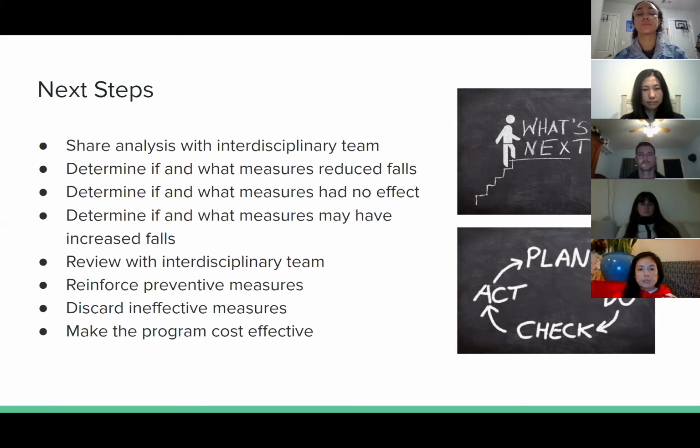So after the analysis, we'll share the information with the team. We'll review again the conclusion of the analysis. And then importantly, we want to reinforce those measures that reduced falls, and we need to discard ineffective measures. And we also want to make this program cost effective. So after determining the total cost of the injuries versus the cost of the program, that can also be worked on as well. But the number one priority is patient safety and then reducing cost as well.